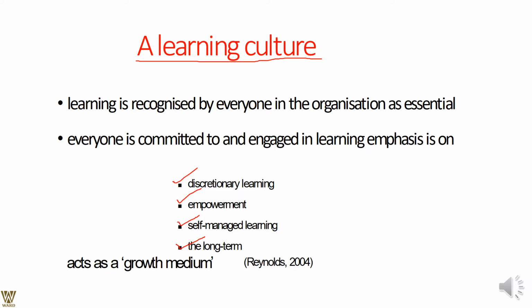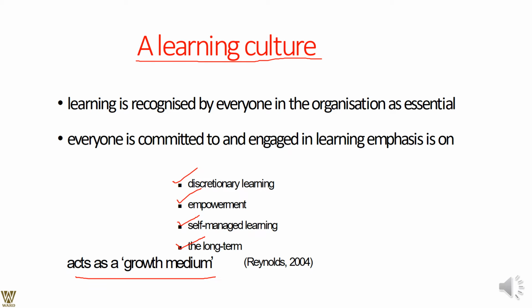So essentially, four aspects: discretionary learning. You need to keep on picking up the tricks of the trade as and when needed, or probably pick up newer tricks of a different trade altogether. It is all about empowerment. It is all about having the resources at your disposal, and manipulating the resources to get a better output. It is all about self-managed learning. Remember, the drive has to be from within the person, and it should be on a long-term basis. So this acts as a growth medium.